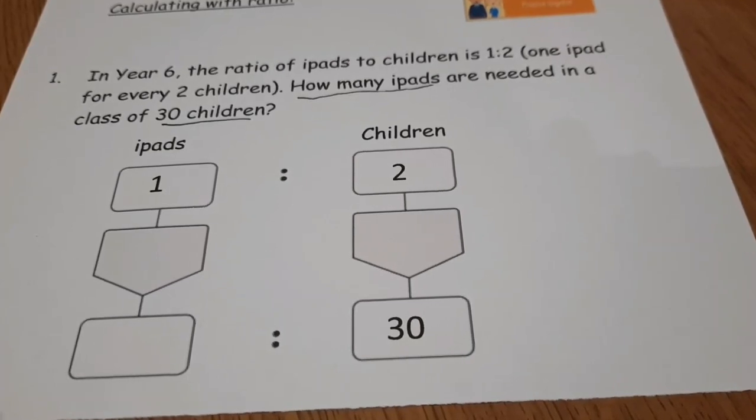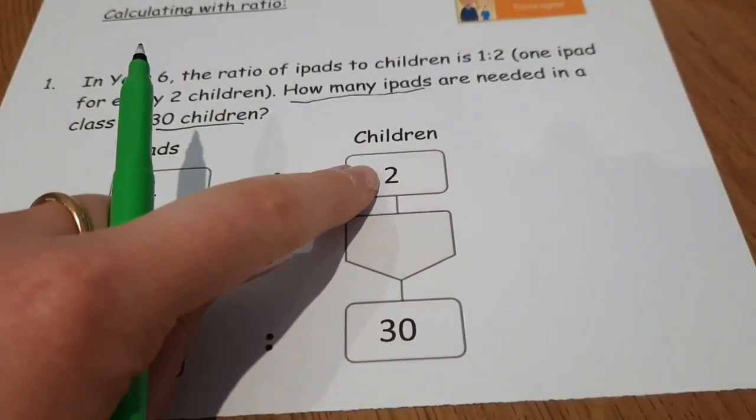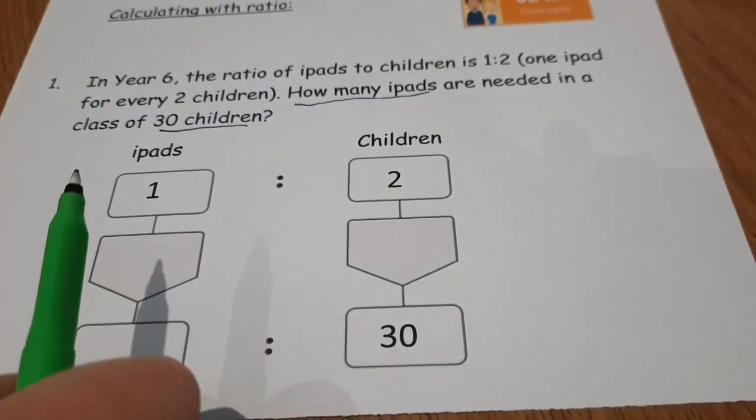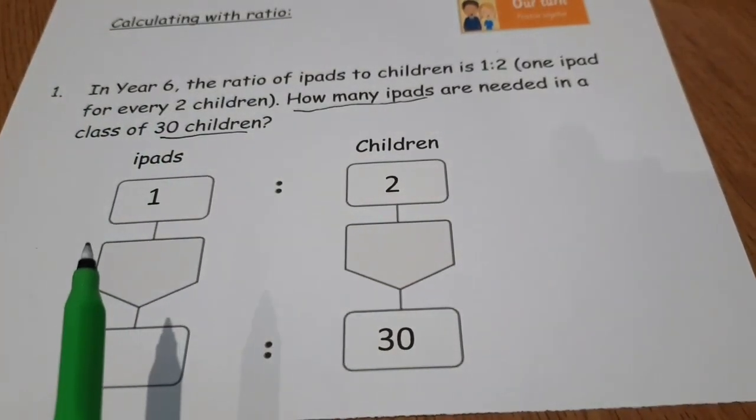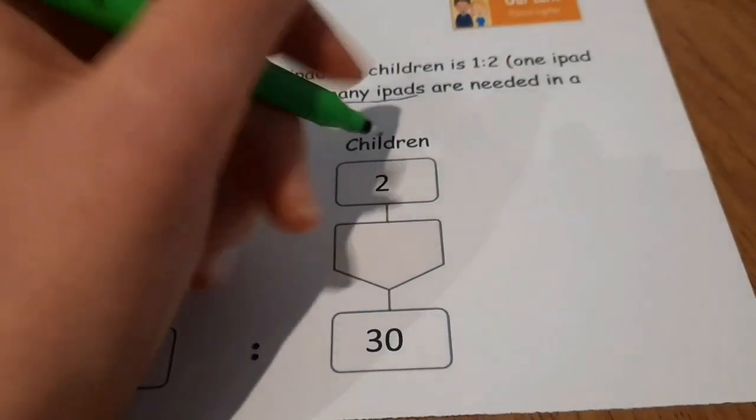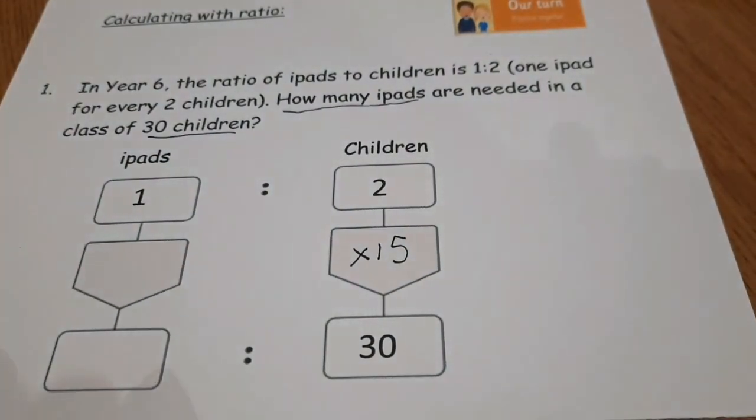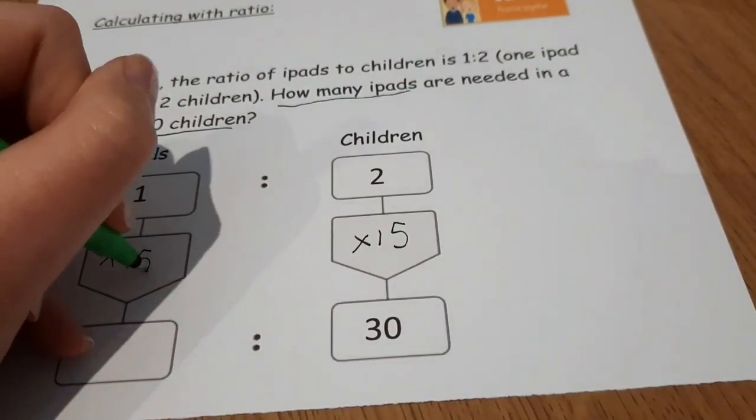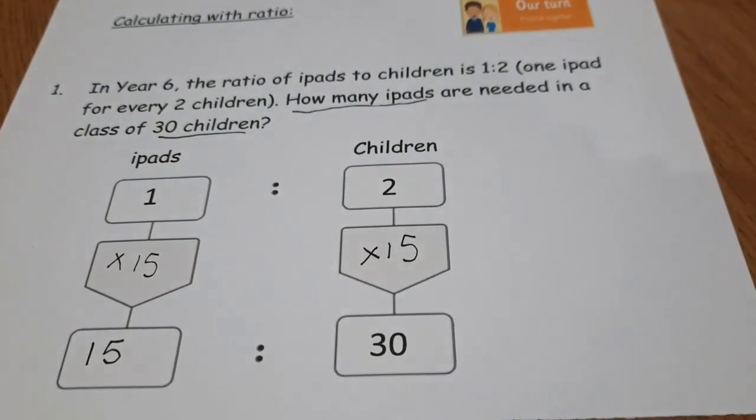Okay, welcome back. Now hopefully that would have been a nice simple one for us. We can see that we've gone from 2 to 30. So what can we multiply 2 by in order to give us 30? Well, we could use the inverse and work back there, couldn't we? So 30 divided by 2 is 15. So 2 lots of 15 gives us 30 children. We have to multiply the number of iPads by the same amount. So that gives us 15.